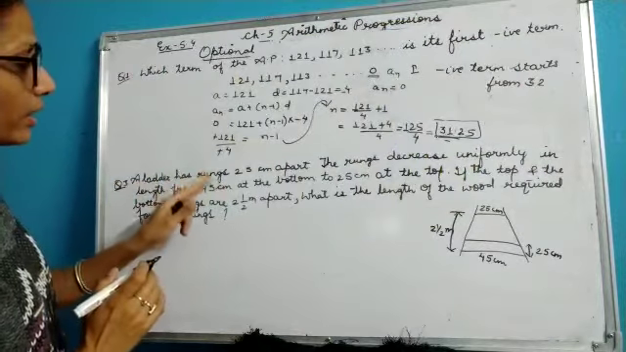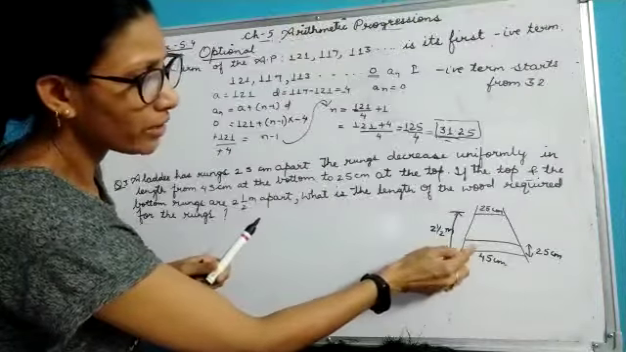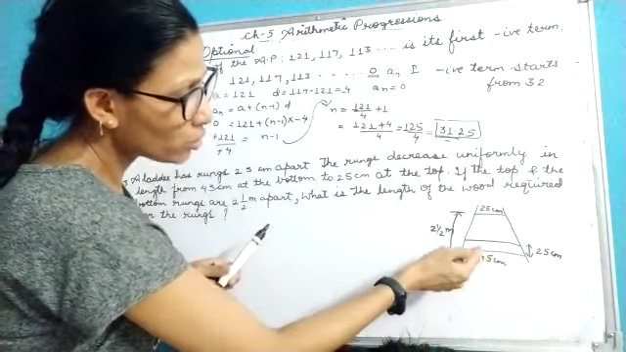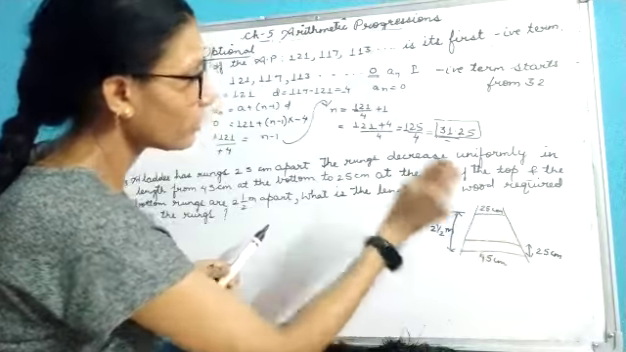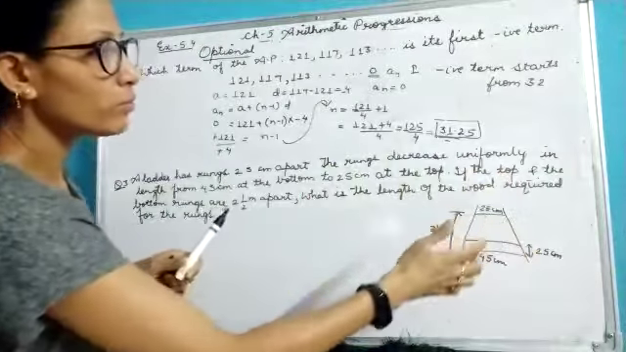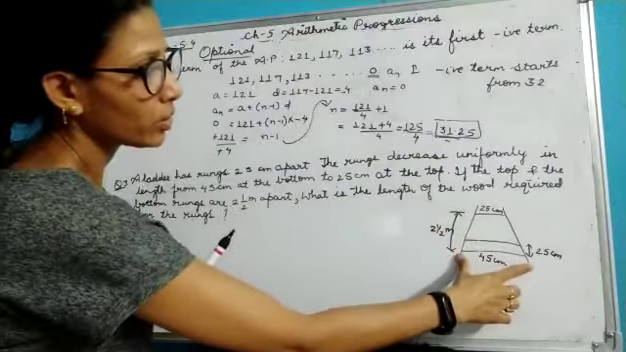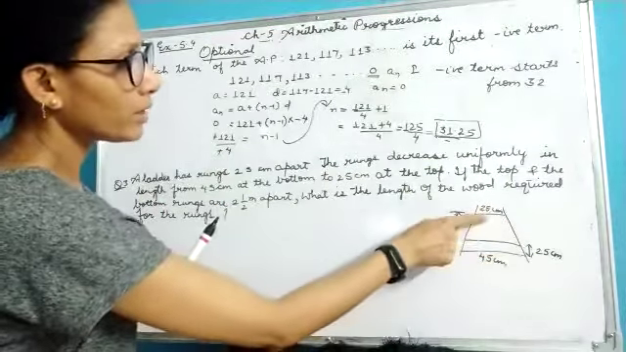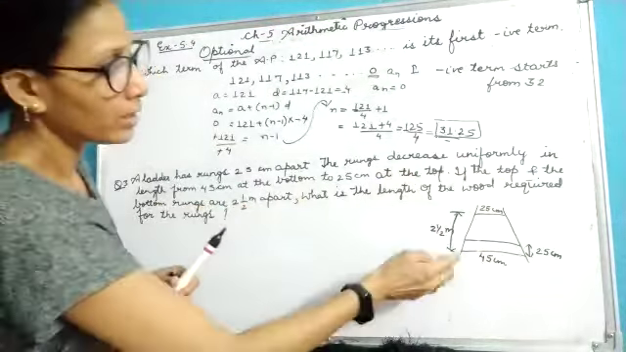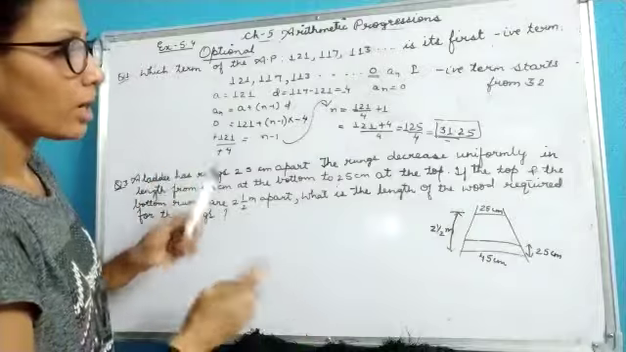Okay. Now let's see this question, children. A ladder has rungs 25 centimeters apart. These are the rungs where we put our feet. So the distance between these two is 25. The rungs decrease uniformly. That means the length decreases uniformly as we move upward, from 45 centimeters at the bottom. At the bottom it is 45, and then as we go up, it becomes 25. If the top and the bottom rungs are 2.5 meters apart, that means the first rung and the topmost rung are 2.5 meters apart from each other.